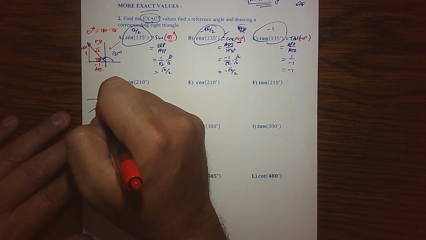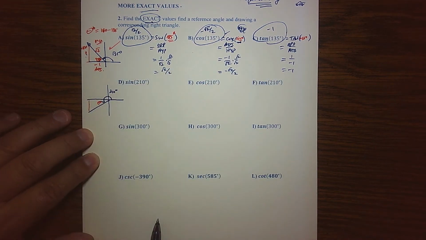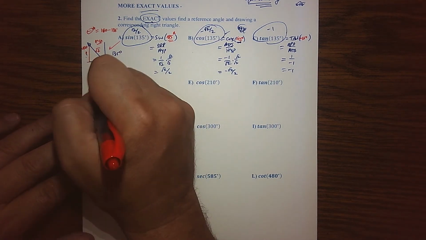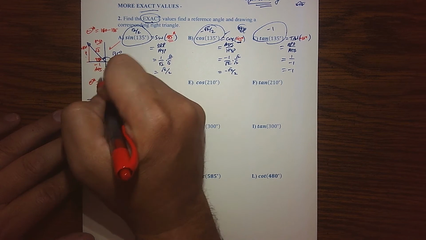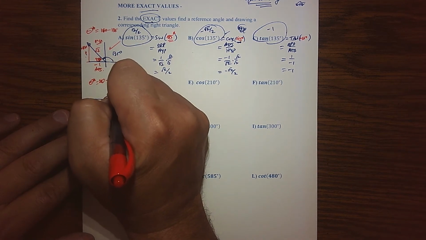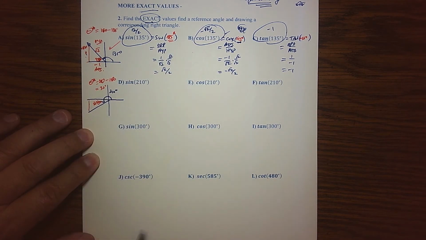So I can see there's a reference angle here, and its corresponding right triangle. So let's see what we've got. What is the reference angle? Well, using the little formula, it's basically the angle, which is 210 minus 180. So we have a 30-degree reference.